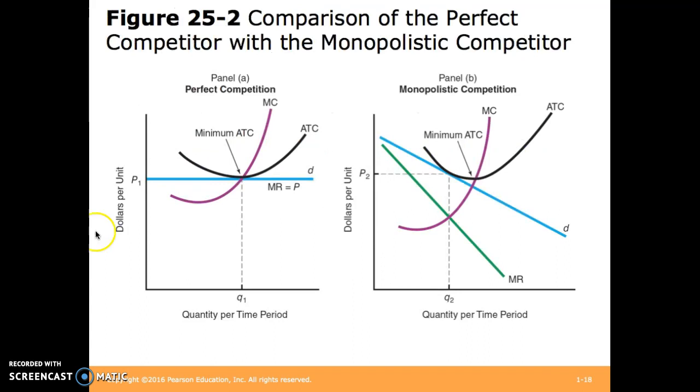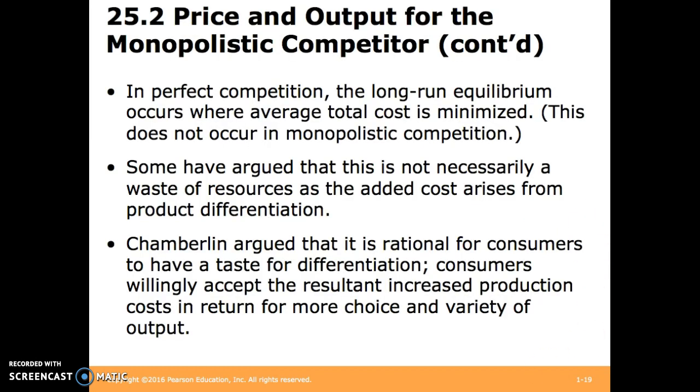Here we can see it graphically with the perfectly flat or perfectly elastic demand curve for the perfect competition market, and then the downward sloping demand curve for the monopolistic competition market. These different demand curves result in the fact that in perfect competition, the long-run equilibrium occurs where average total cost is minimized, but this isn't the case for monopolistic competition.